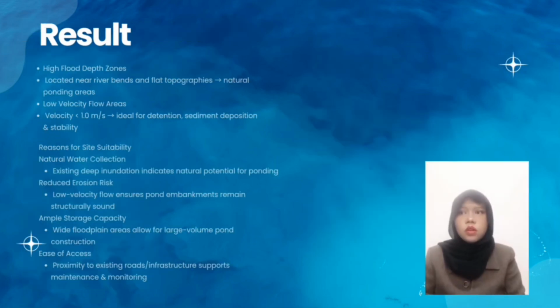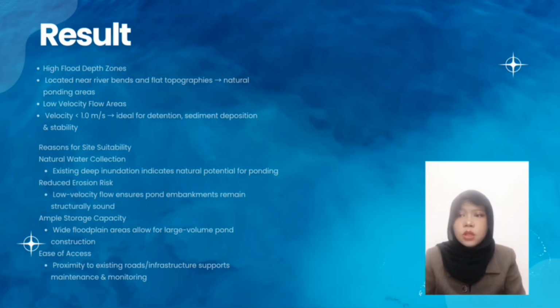Okay, next we go to results. High flood depth zone located near the river bank and flat topography, a natural ponding area. Low velocity flow area, where the velocity is below 1.0 m/s, ideal for detention, sediment deposition, and stability. Reason for site stability: natural water collection, as the deep indentation indicates natural potential for ponding. Reduced erosion risk: low velocity flow ensures the pond investment remains structurally sound.